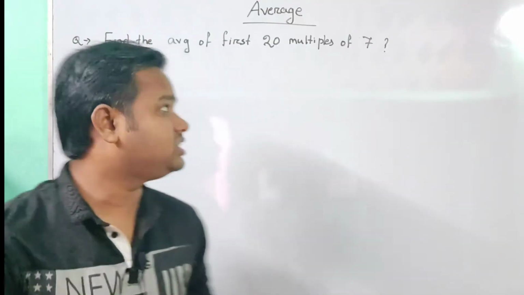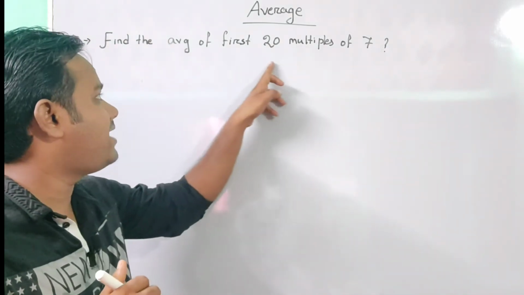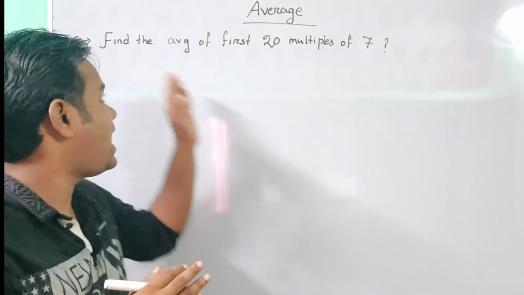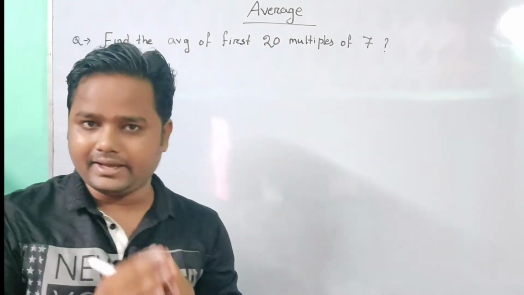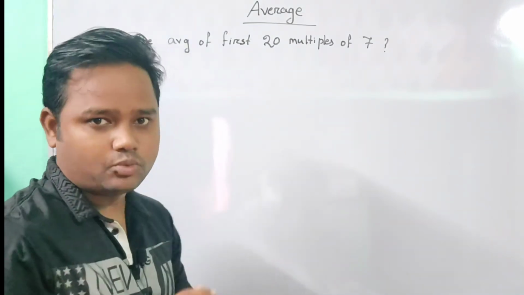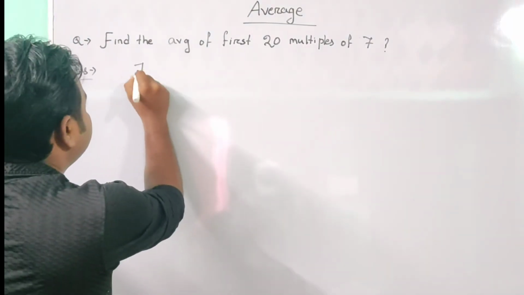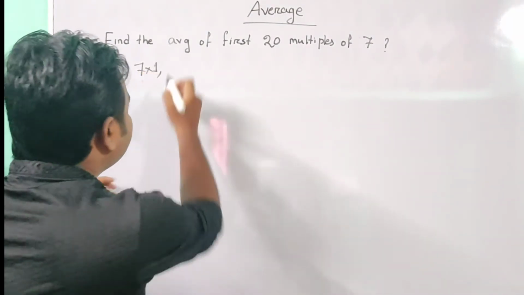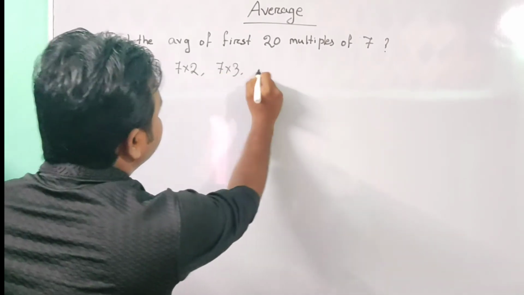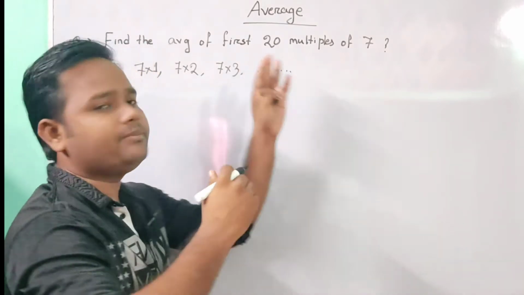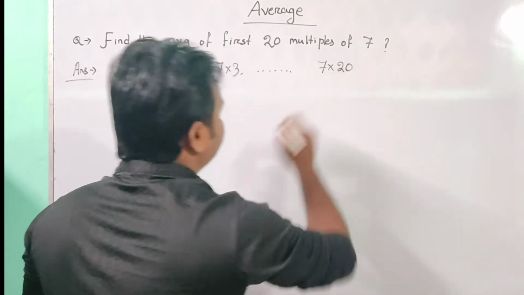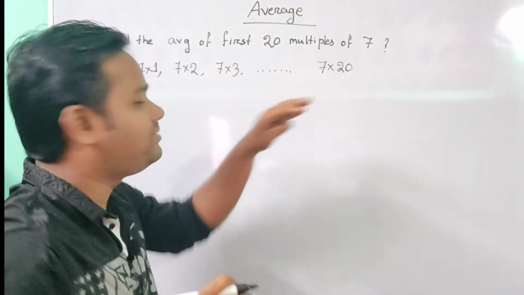Here the first question is: find the average of the first 20 multiples of 7. The first multiple of 7 is 7 into 1, the second multiple is 7 into 2, the third multiple is 7 into 3. Similarly, we can go up to the 20th multiple of 7. That means the last number is 7 into 20, and we have to find its average value.